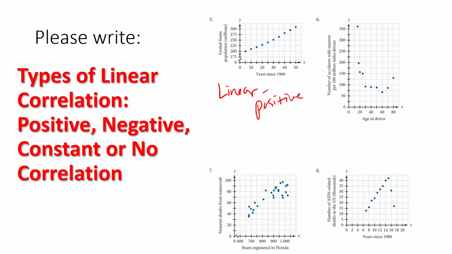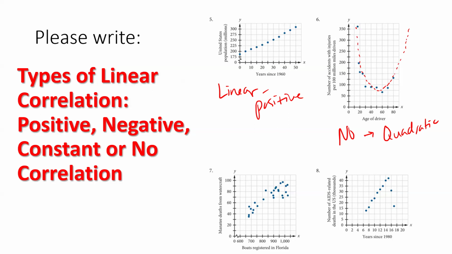All right, what up? Six. Six is a no linear correlation. Can anyone say what kind of model it could be? Quadratic. We could see that possible parabola being created. Do you see it?